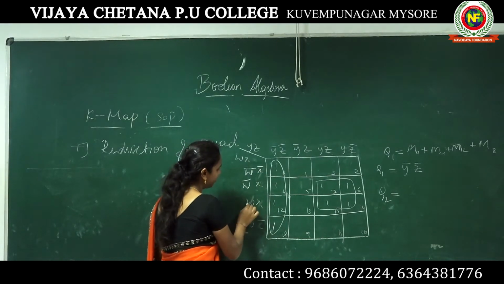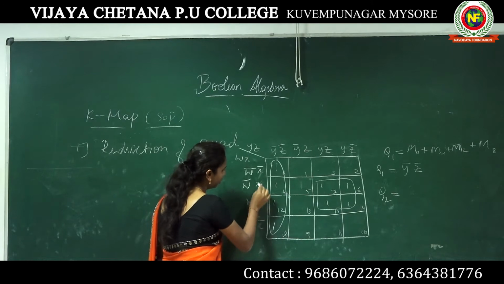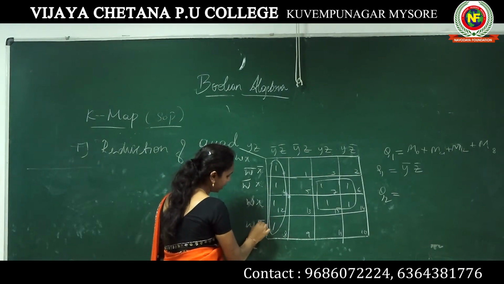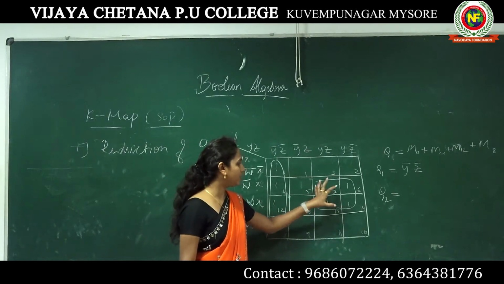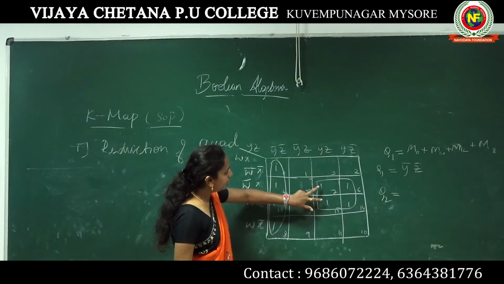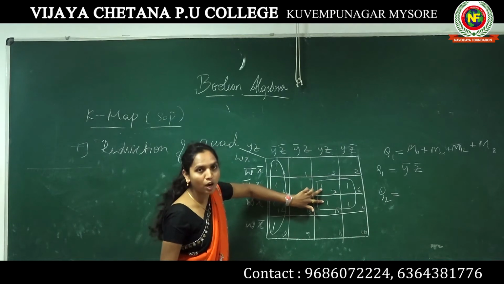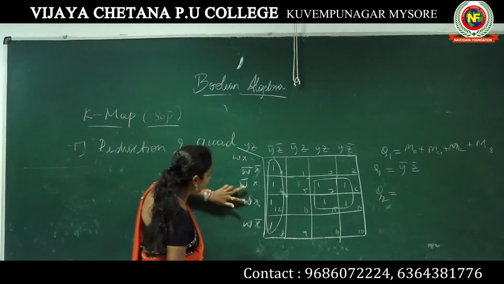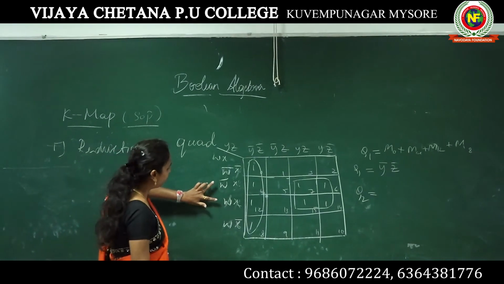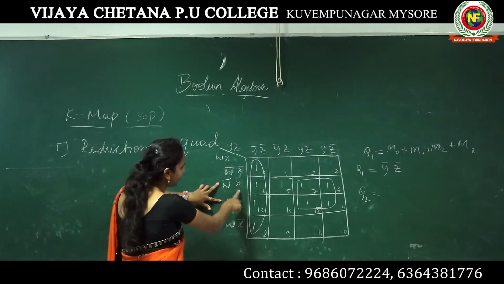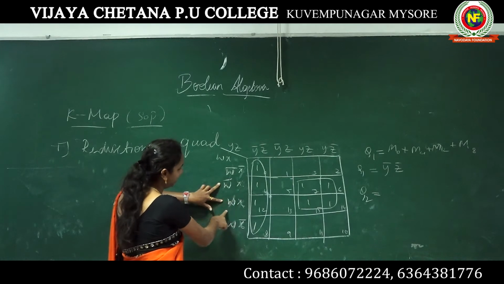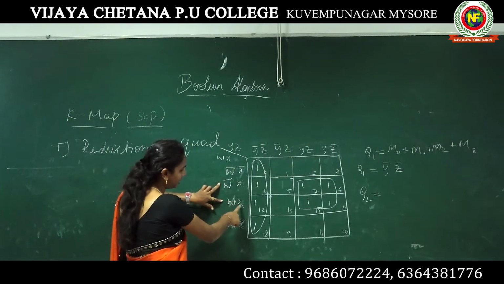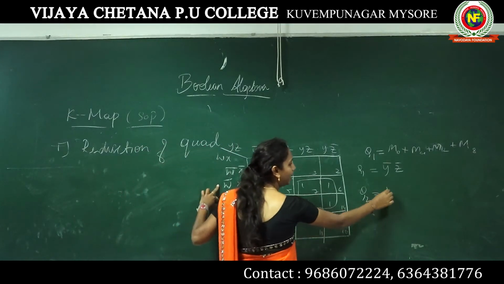W bar x, W x bar. Okay. So now consider this part. For where in a row, this one is occupied 2 rows. I am just taking these 2 rows and comparing with these 2 rows. So x is common, only W bar is opposite, it will be cancelled. W bar is cancelled, x is common. So I am writing x.